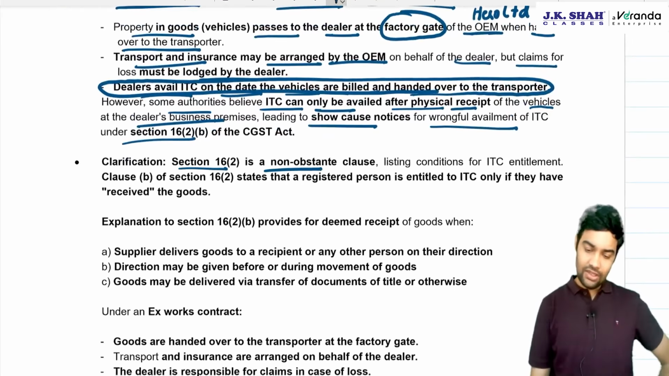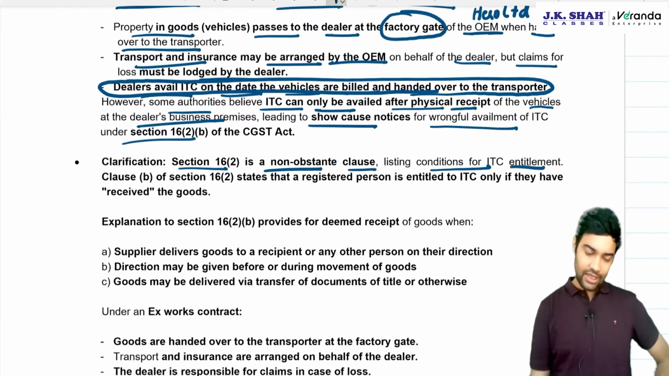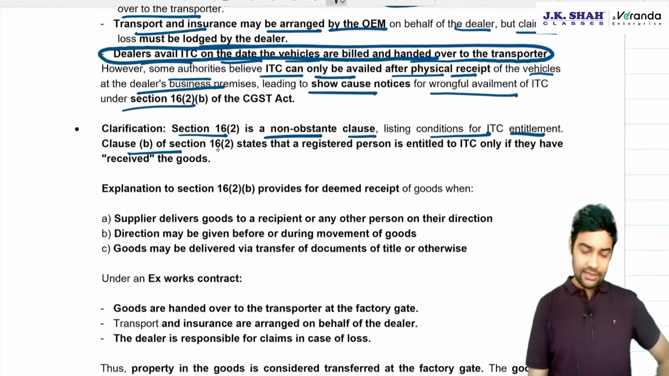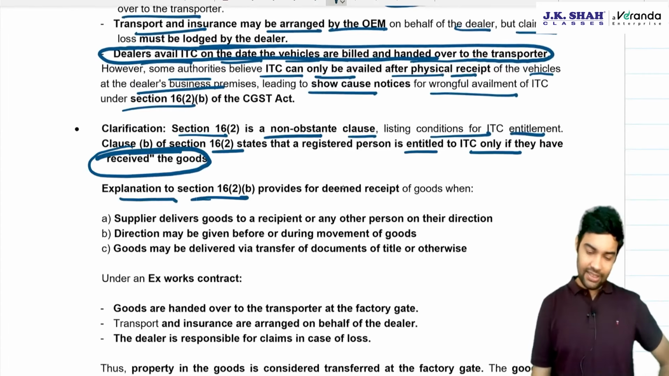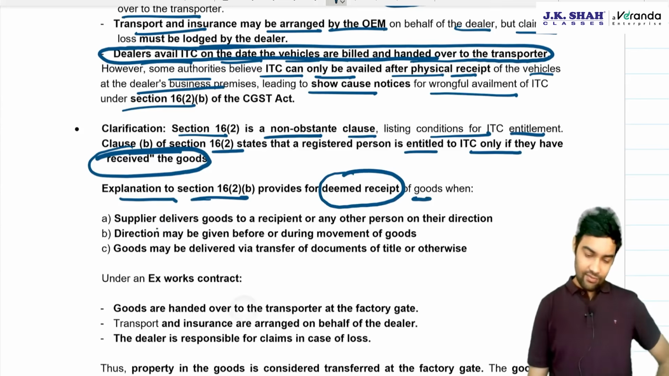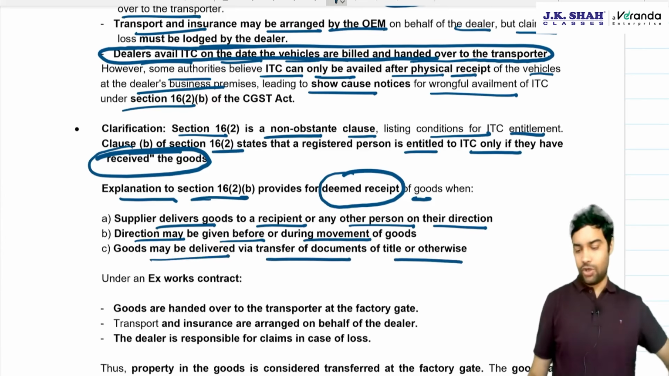Clarification: 16(2) is a non-obstante clause, notwithstanding anything, listing conditions for ITC availment. 16(2)(b) states ITC can be availed only when the goods are received. The explanation to 16(2)(b) provides for deemed receipt of goods when the supplier delivers the goods to the recipient or any other person on their direction. The direction must be given before or during movement. Goods may be delivered via transfer of document of title.